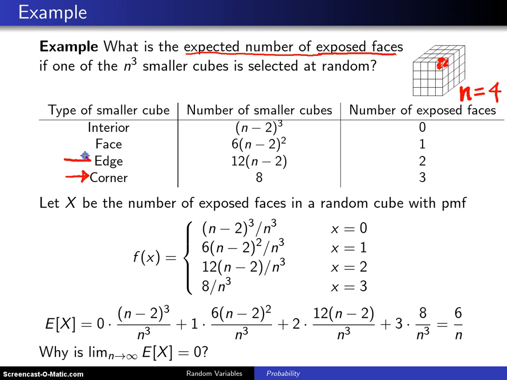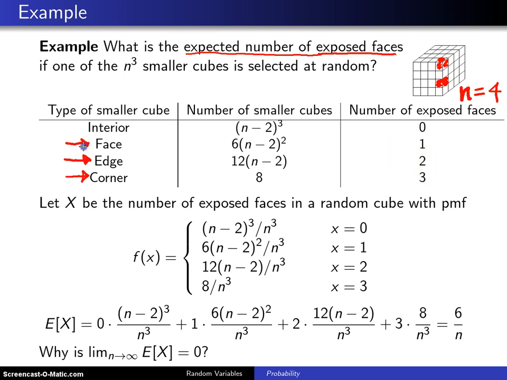Now let's go to an edge cube. An edge cube might be this one right here. Not a corner cube, but it lies on one of the edges of the cube. And how many of those are there? Well, there are 12 times n minus 2. If you think about the geometry, there are a total of 12 edges here, and that gets multiplied by n minus 2, and each one of those has 2 exposed faces.